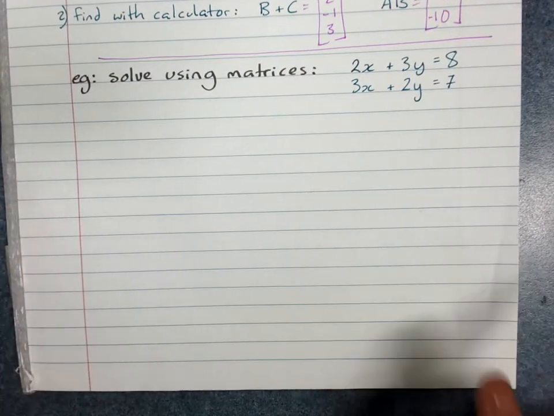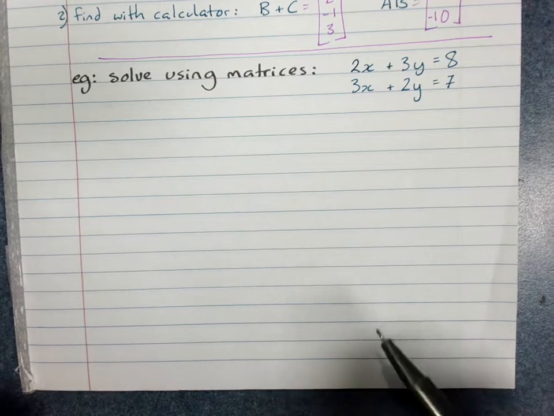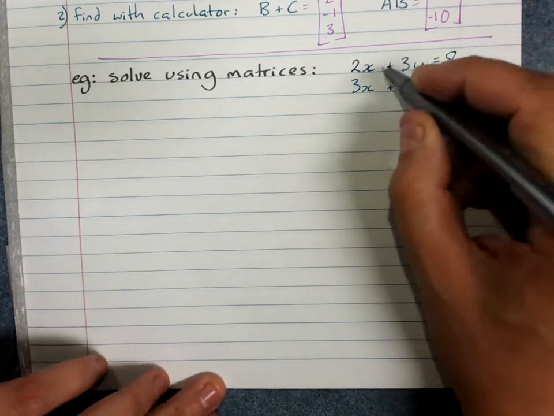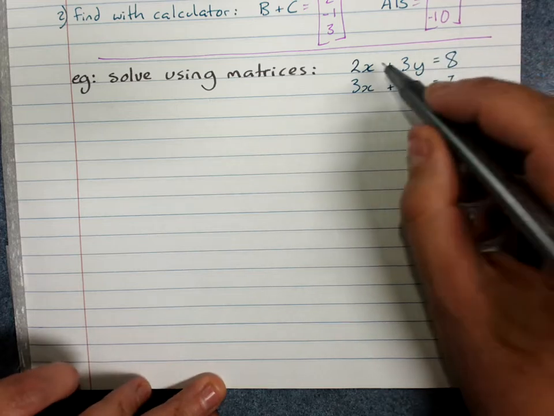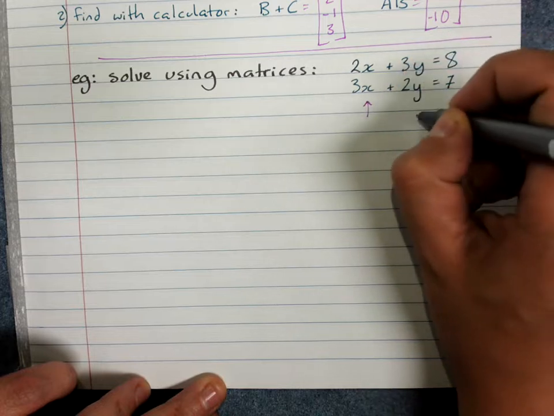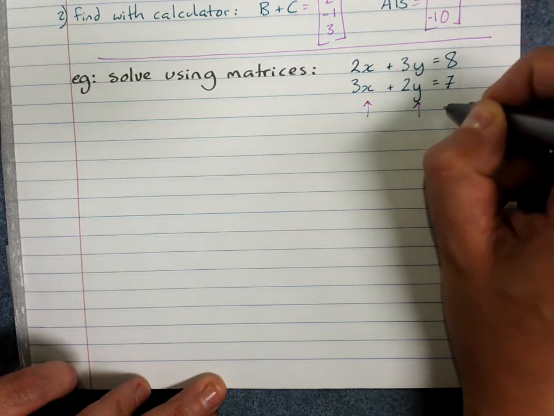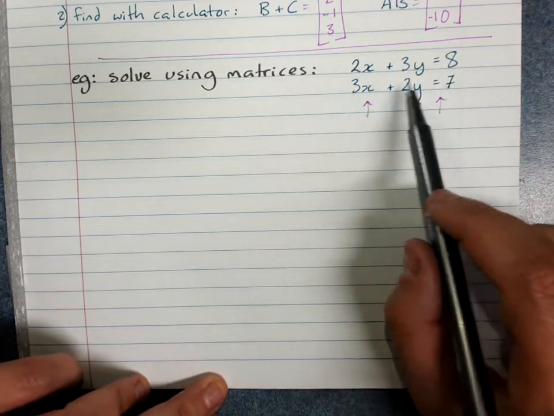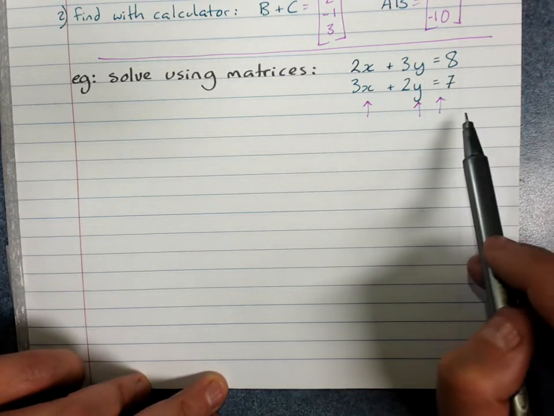Solving simultaneous equations using matrices. Here's a pair of simultaneous equations. You want to find the value of x and the value of y that works for both of these. You need to make sure the x's are lined up, the y's are lined up, and the equal signs are lined up. So these are already in the correct format. If they weren't, you'd have to rearrange.